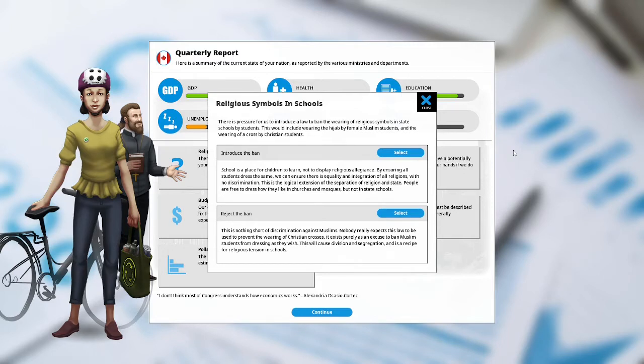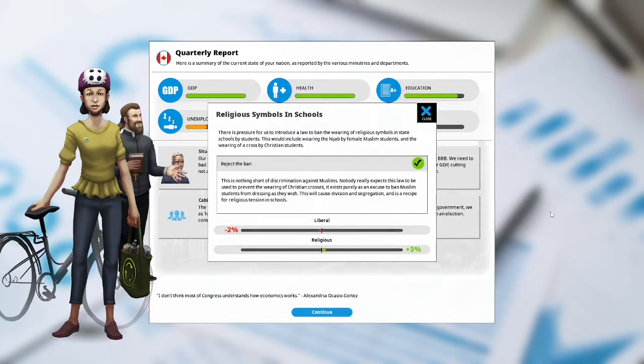Reject the ban. This is nothing short of discrimination against Muslims. No one really expects this law to be used to prevent the wearing of Christian crosses. It exists purely as an excuse to ban Muslim students from dressing as they wish. This will cause division and segregation and is the recipe for religious tension in schools. I am selecting reject the ban. The liberals are unhappy at -2%. The religious are happy at +3%.